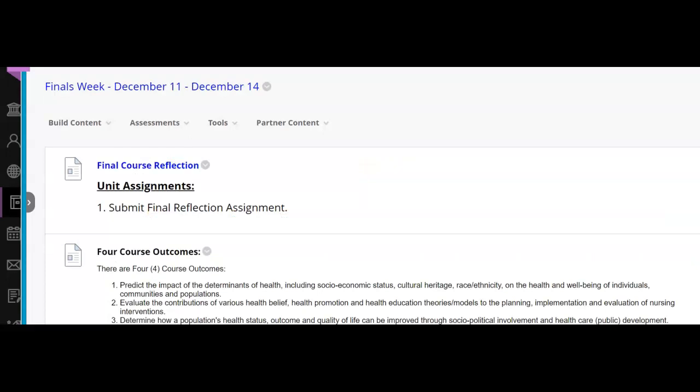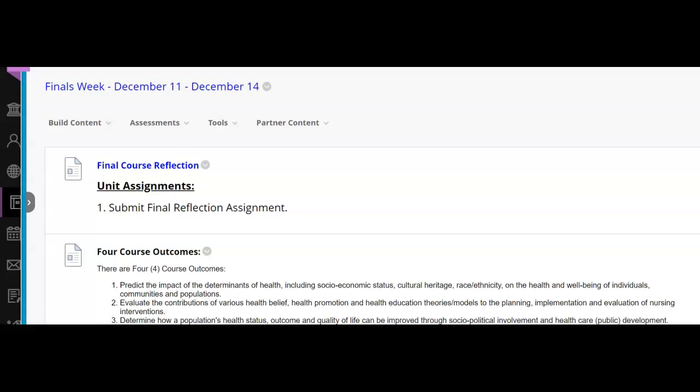What you can do next, or as you're waiting for the group's health promotion program to be available to you, you can go ahead and look at the requirements for finals week. So for this course, in lieu of, instead of a final exam, we have a final course reflection.